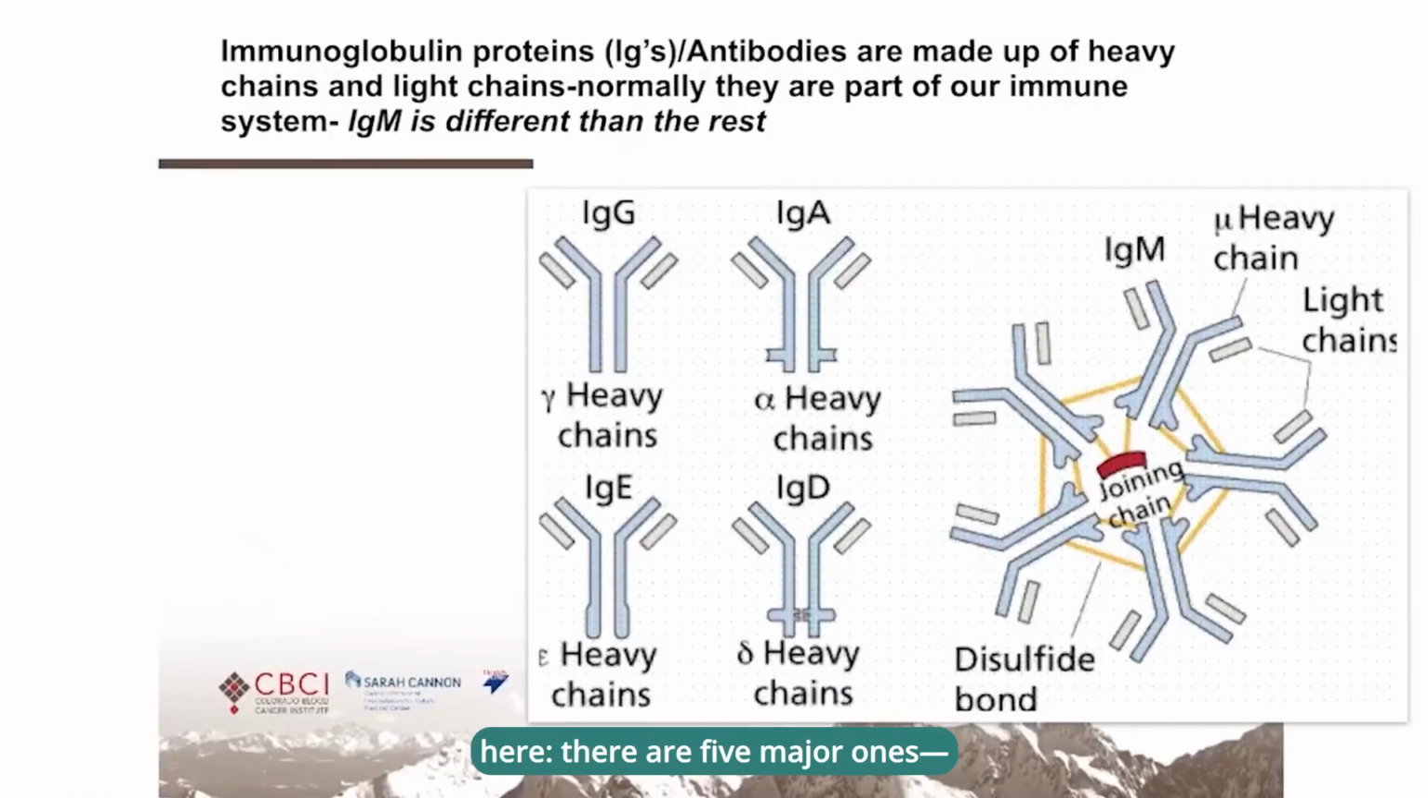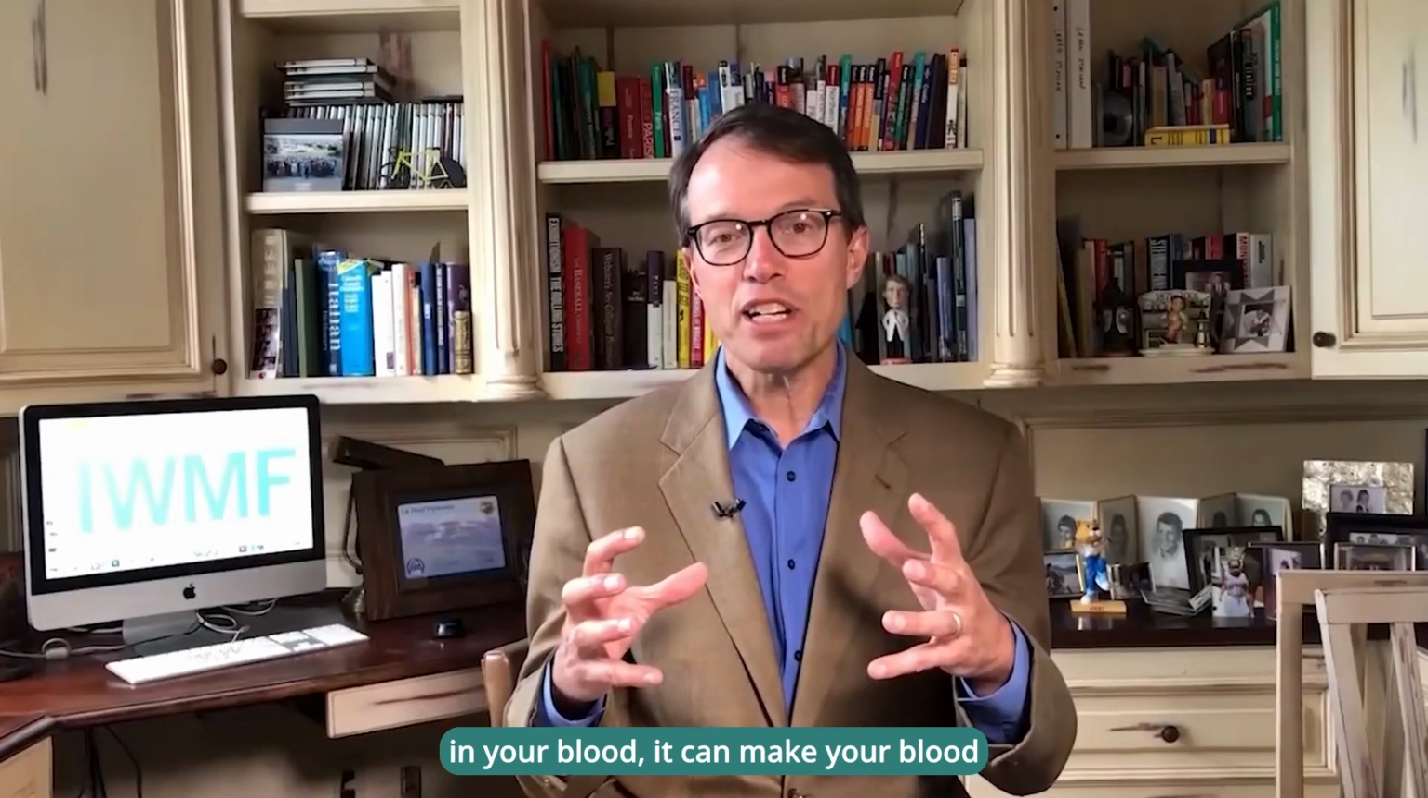Now, what you'll notice here, there are 5 major ones: IgG, IgA, IgE, IgD, and also this guy IgM, and IgM looks different from the others, and indeed it is. So IgM is a much larger protein than the others. And the reason this becomes an issue is that it's so much larger that if you get enough of it in your blood, it can make your blood very thick or viscous. And that's one of the reasons it can do that.